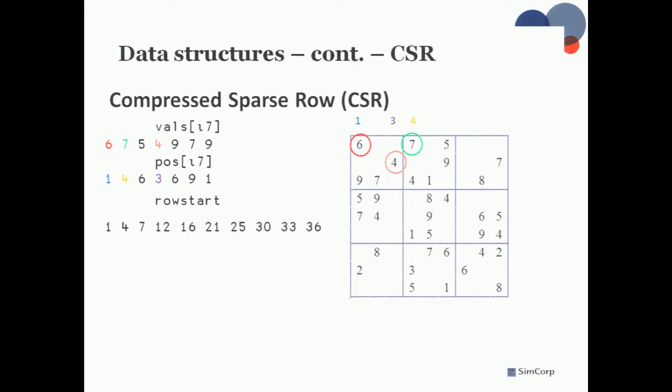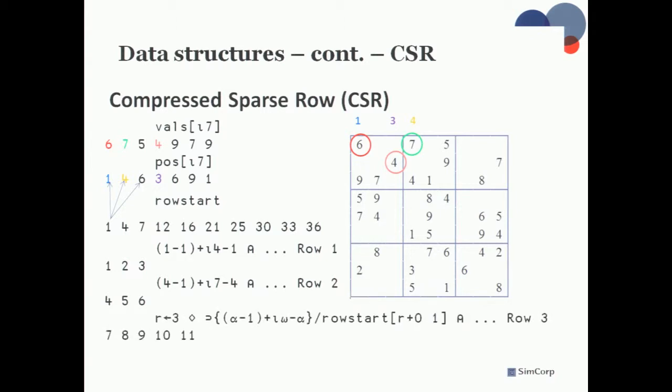And then row start. And this is the hard one, because it takes you a very long time to get around this. But this says, where does the value for the first row start? Well, they start in position 1. Where do the values of row 1 end? Well, in 4 minus 1. So 1, 4, and 6 belong, the values 6, 7, 5 belong to the first row, being in positions 1, 4, and 6. So row 1 is found by this minus this, plus minus the index. And in general, you can write this as how you find the rows.